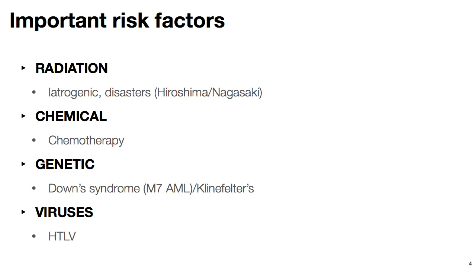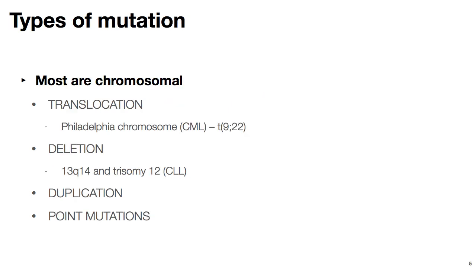In terms of the precise mutations that take place, chromosomal abnormalities are specifically quite common, and this is the reason that karyotyping in hematological malignancies is important. And there are four types of chromosomal abnormalities that can occur. There are various translocations, 100 of which have been described in acute leukemia.